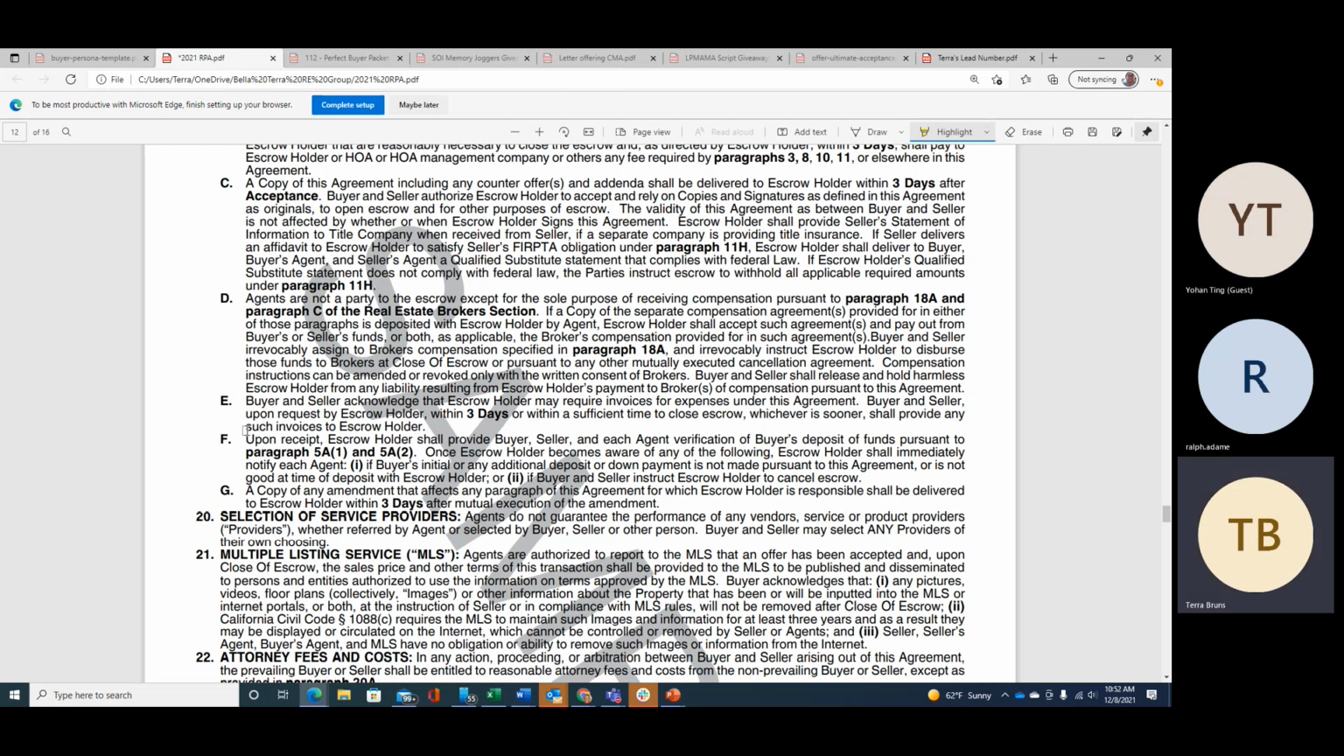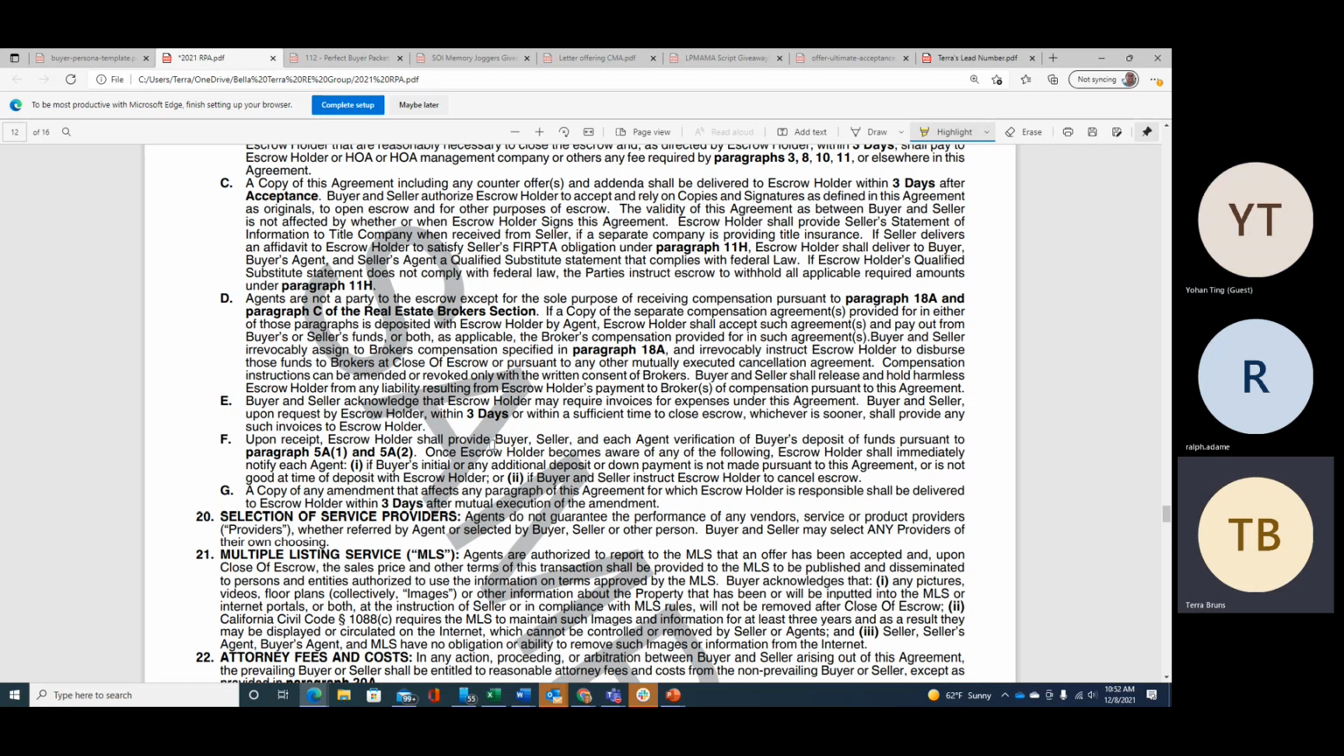Okay. Buyer and seller acknowledge that the escrow holder may require invoices for expenses under this agreement. Buyer and seller, upon request by escrow holder within 3 days or within sufficient time to close escrow, whichever is sooner, shall provide any such invoices to the escrow holder. So if something was paid for, that receipt needs to get to escrow within 3 days or within sufficient time to close escrow so that it can be credited and debited accordingly.